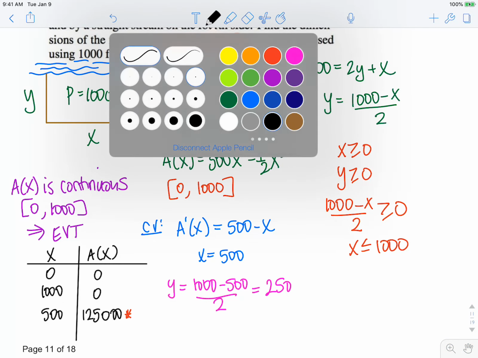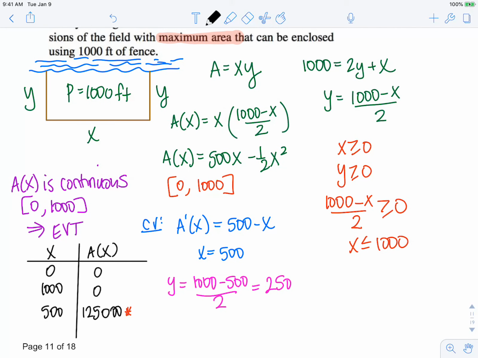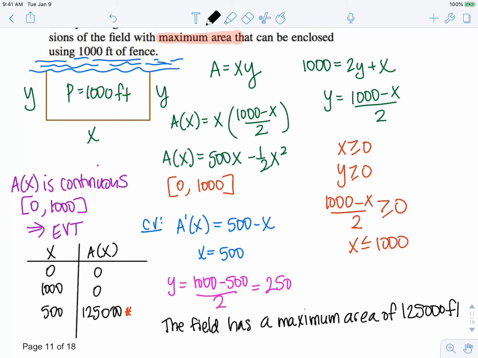So if we want to summarize what we've just discovered, we know that the field has a maximum area of 125,000 square feet with dimensions of 500 feet by 250 feet.